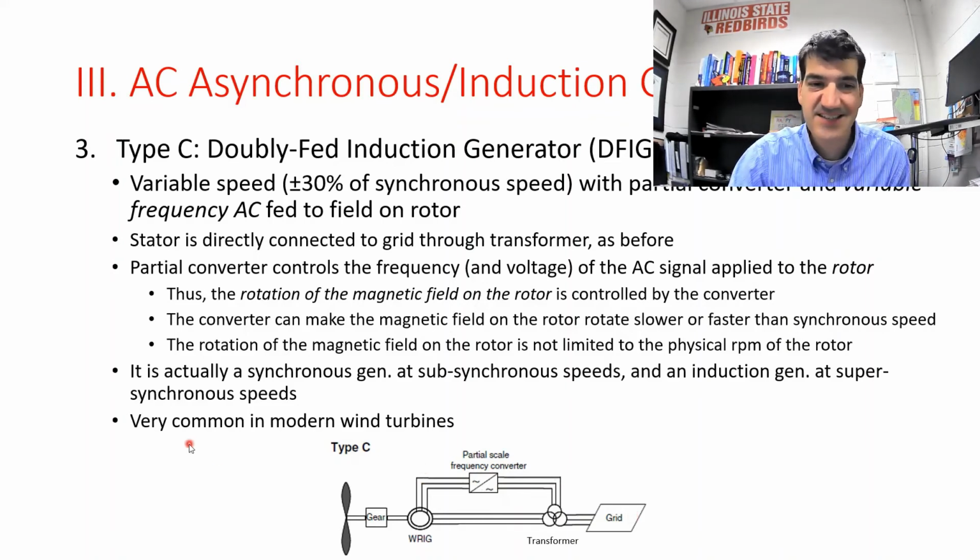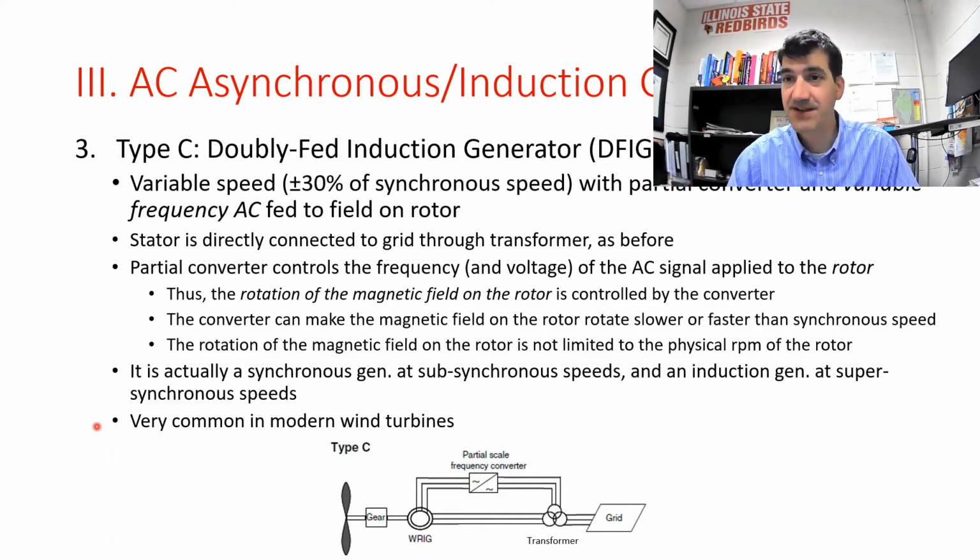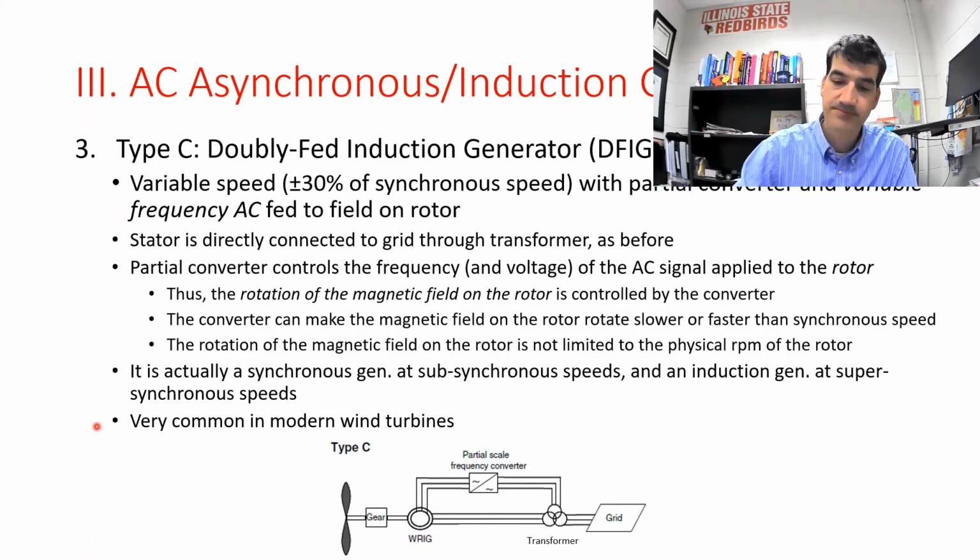And like I said already, this is really common in modern wind turbines, which is why I'm spending the time to explain this. So definitely the majority of modern wind turbines use DFIG generators.